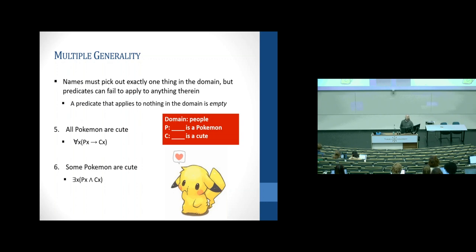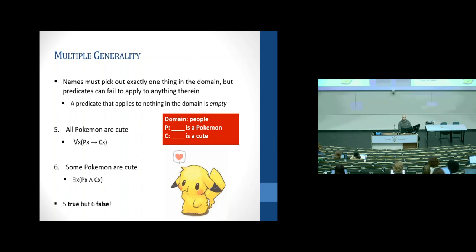And that's really weird, because it's going to turn out that all Pokemon are cute. It's also going to turn out, given this setup, that all Pokemon are not cute. In fact, on this setup, it's going to turn out that all Pokemon are not Pokemon. Because it doesn't matter. The antecedent is always false, because nothing in the domain satisfies the antecedent. So we can plug in anything you want as the consequent. The universal conditional is going to be true. So that's something a little weird.